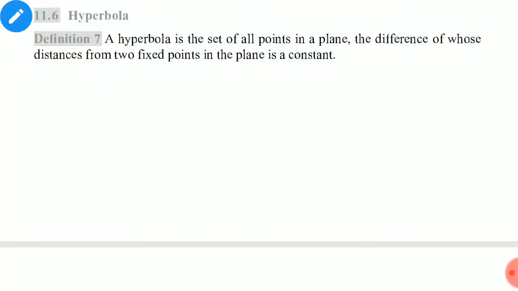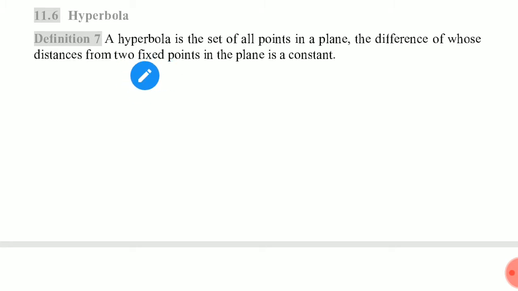Hello everyone. Now I am going to explain hyperbola in this video. It's very important in competitive exams and board exams also. You should know hyperbola very well. So first you have to understand its definition. So read and learn this definition.